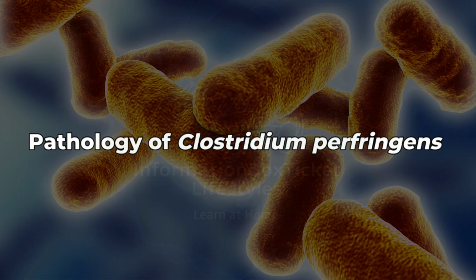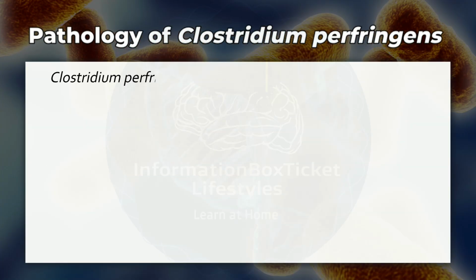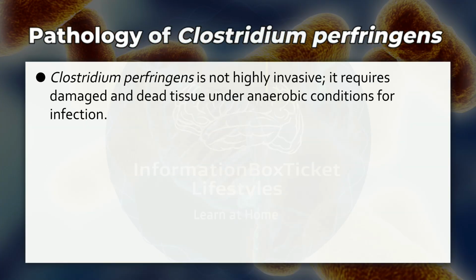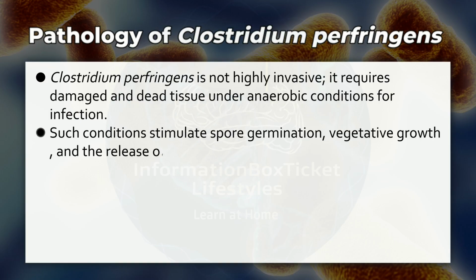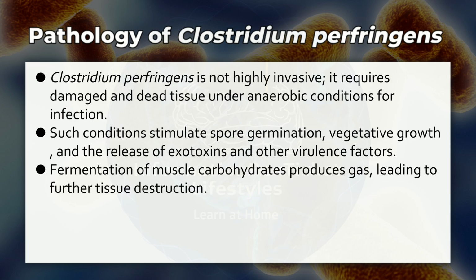Pathology of Clostridium perfringens. Clostridium perfringens is not highly invasive. It requires damaged and dead tissue under anaerobic conditions for infection. Such conditions stimulate spore germination, vegetative growth, and the release of exotoxins and other virulence factors. Fermentation of muscle carbohydrates produces gas, leading to further tissue destruction.